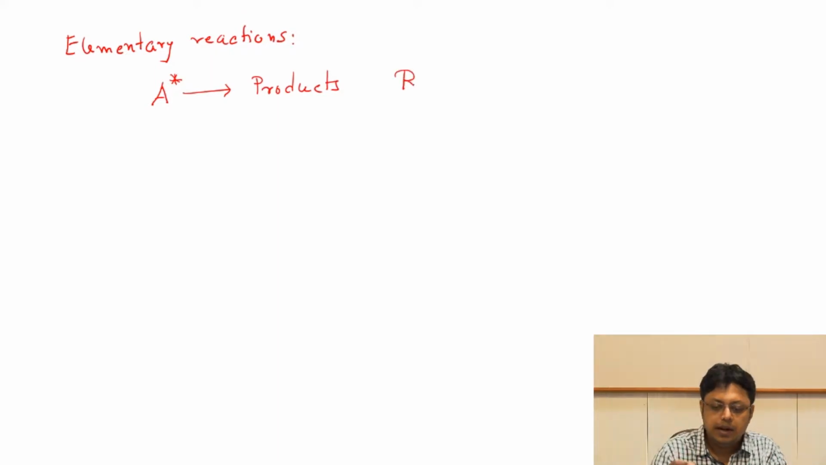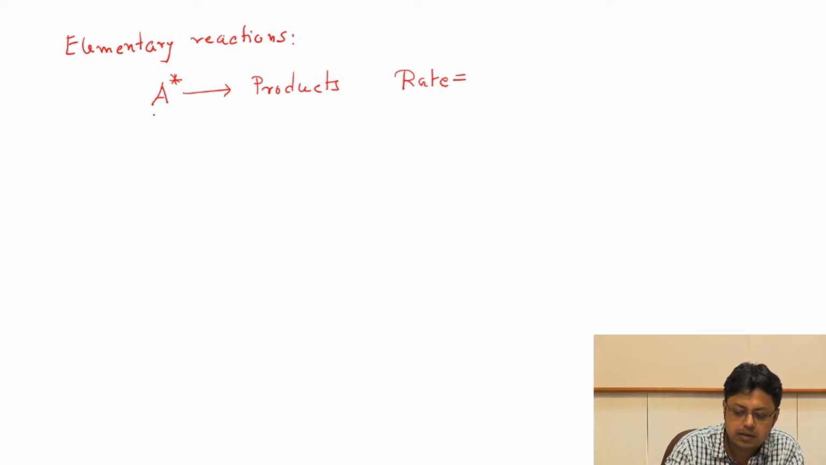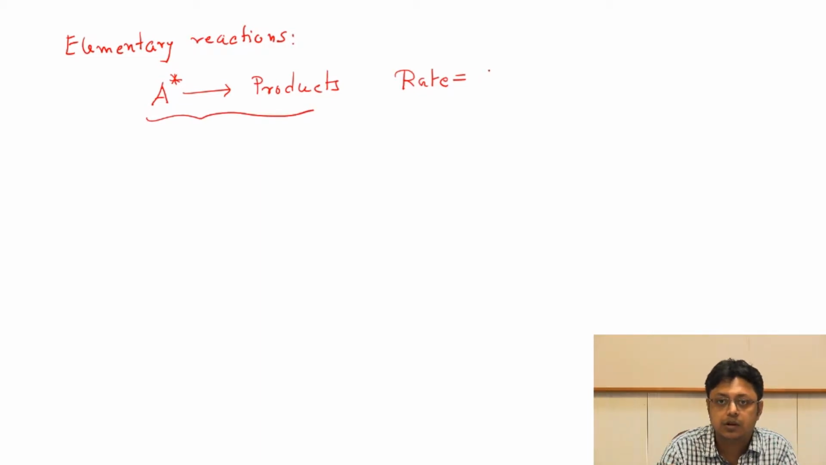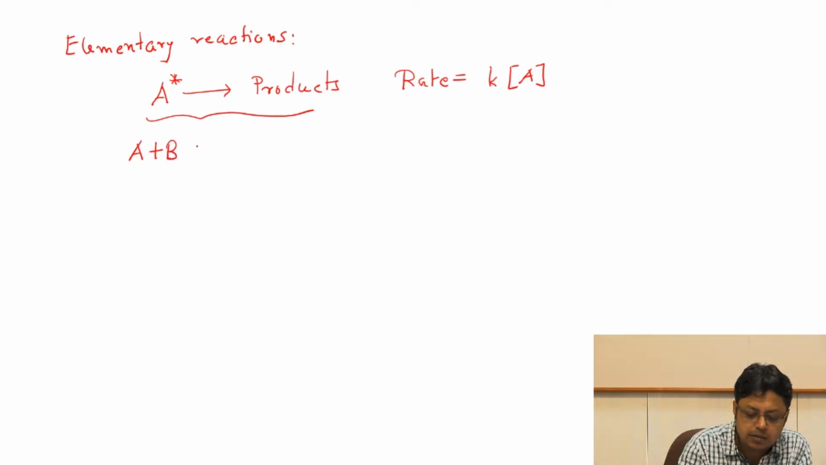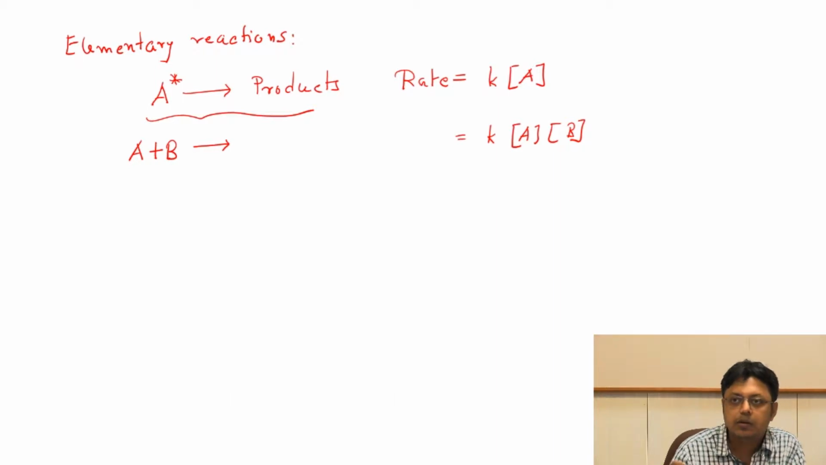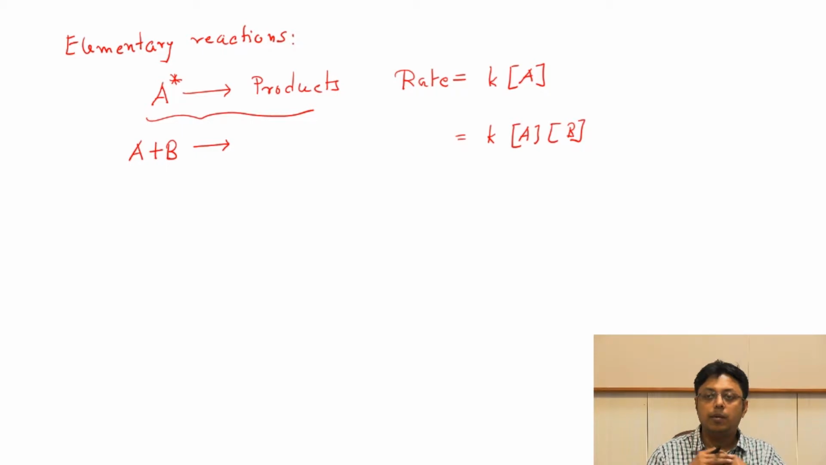And then the rate for elementary reactions, we can always write as the reaction is written in the stoichiometric or balanced equation. So we can write it as k into A, because this is a fundamental step. And for a bimolecular reaction, of a more general type, A plus B going into product, the rate will be equal to k into A into B. Now elementary reactions are always unimolecular or bimolecular, because the probability of more than two molecules colliding simultaneously and giving a product is very low.